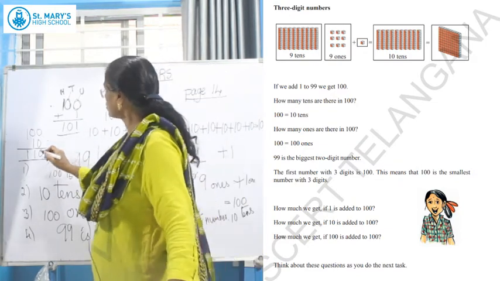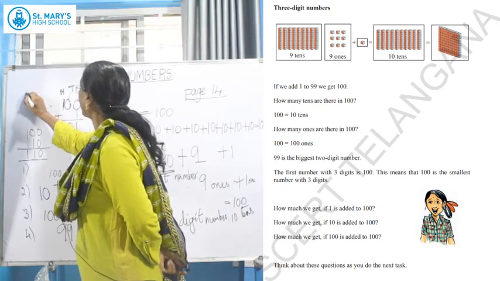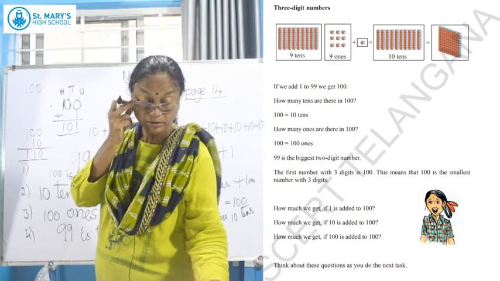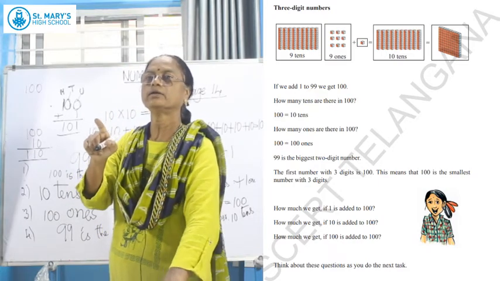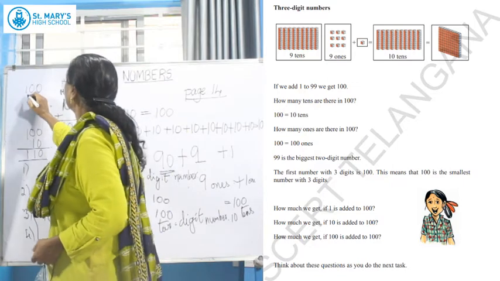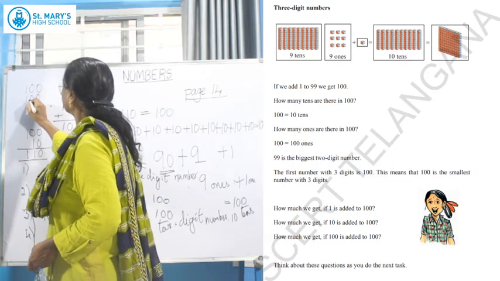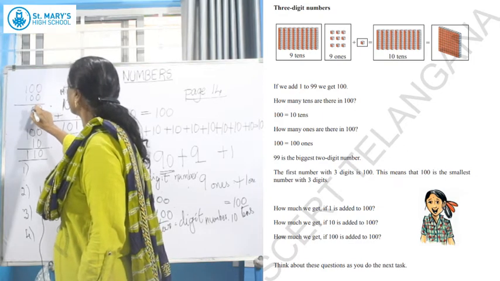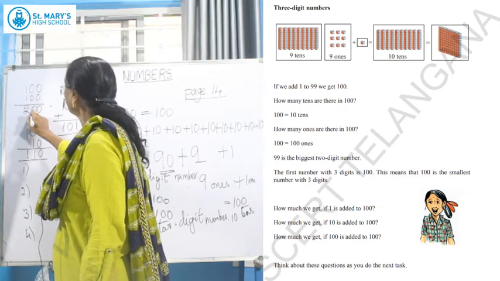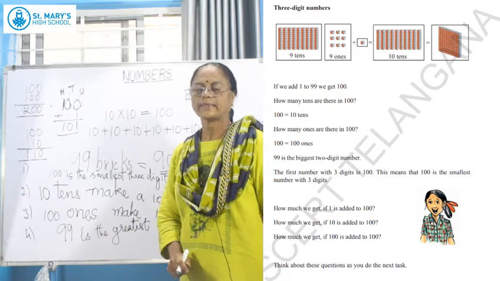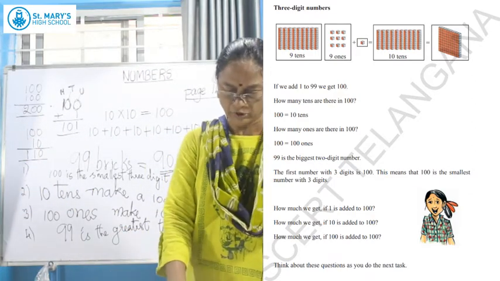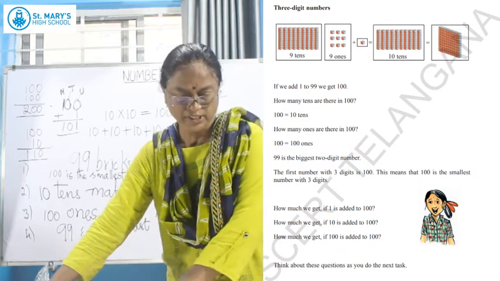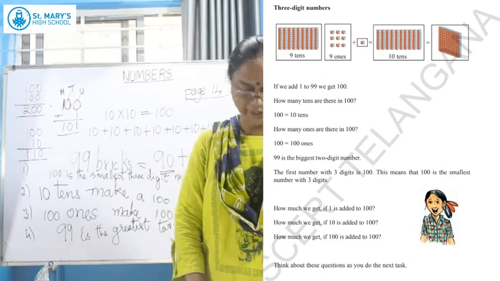So, how much do you get if you add 100 plus 100? The question is 100 is added to 100. So, keep like this and add it. 0 plus 0, how much? 0. 0 plus 0, 0. 1 plus 1, 200. Isn't it? Think about these questions as you do the next task. What is the next task? Look at the next page.